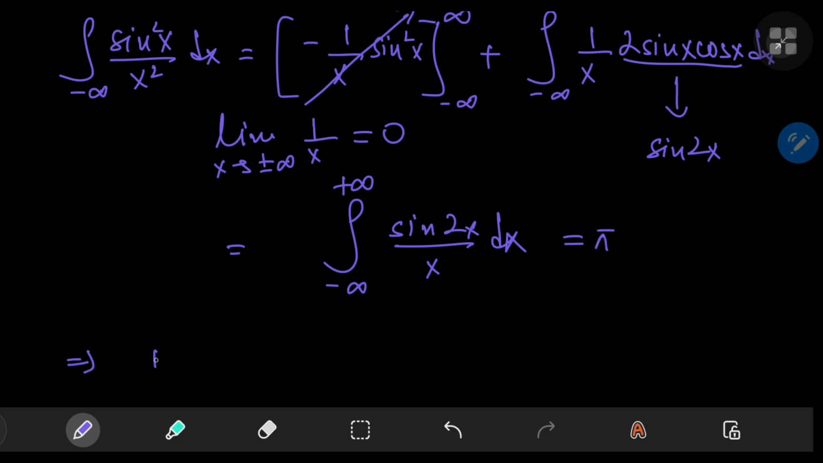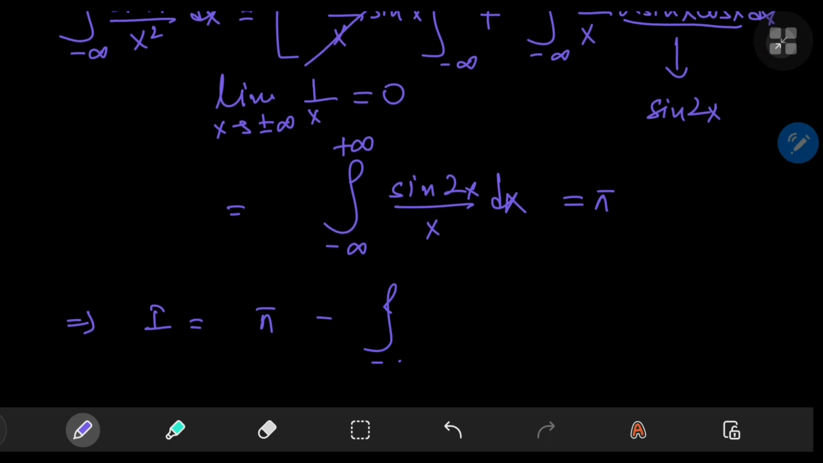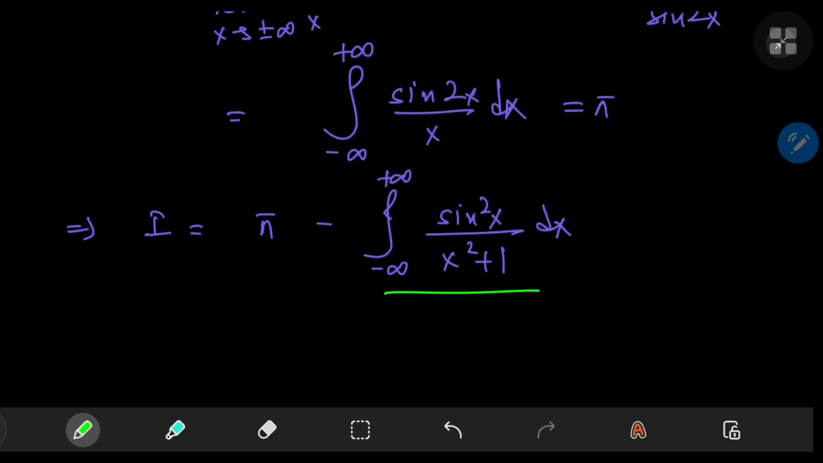So this implies that our integral I equals pi minus the integral from negative to positive infinity of the square of the sine of x divided by x squared plus 1 dx. And now because the integrand in this integral on the right hand side is an even function, instead of integrating from negative to positive infinity, we could just integrate from 0 to positive infinity and double the result. And this factor of 2 is in fact quite useful here, because if I introduce it upstairs over here, then I can expand this using trigonometry as being 1 minus the cosine of 2x.